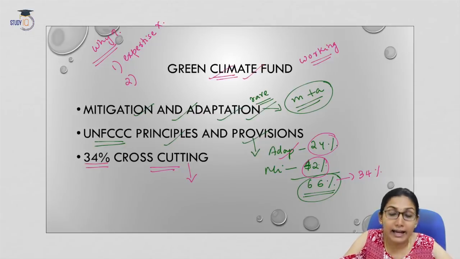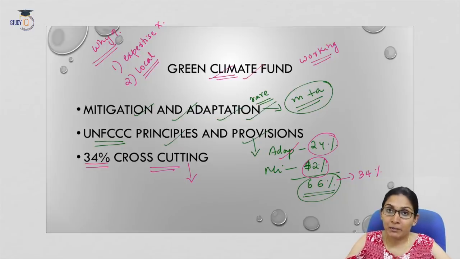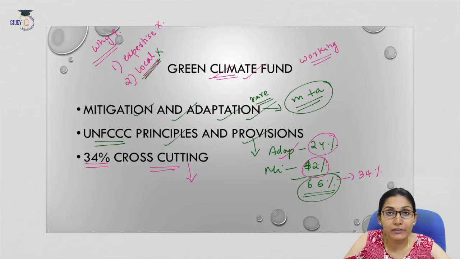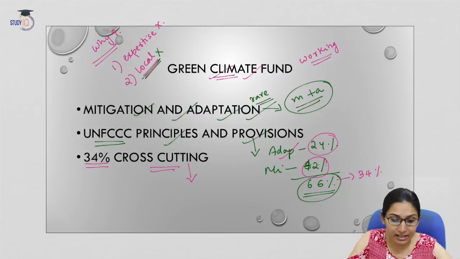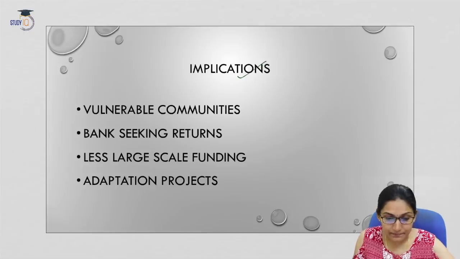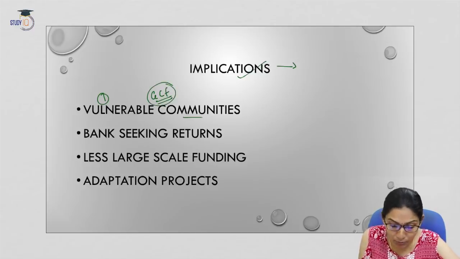Now second one is that adaptation primarily provides only local benefits. So the benefits of adaptation is limited to local area, but Green Climate Fund, which focuses on larger areas or globally, does not give much importance to adaptation, which provides benefits mostly of local in nature. So these are the reasons. Now let us see what are the implications of this. So the first implication is that the Green Climate Fund has failed to channel funding to the most vulnerable communities in the most vulnerable countries.